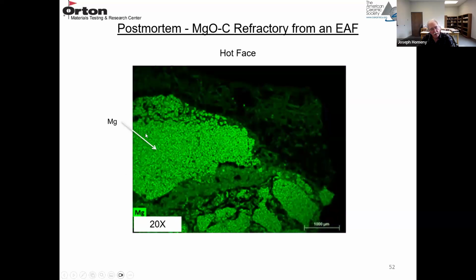So here's the MgO in green. You can see the large MgO aggregate and some little bit smaller ones here. There's still quite a bit of MgO in this reacted zone here where the slag is penetrated. And you can actually see the MgO crystals up here floating out into the slag layer.